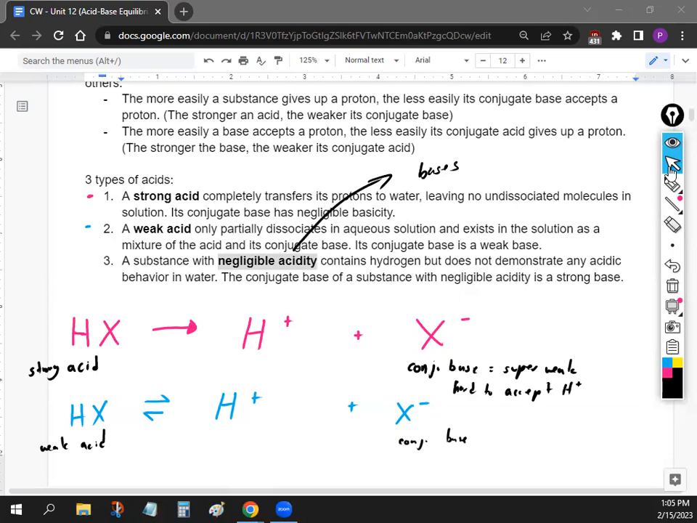Okay, so those are the 3 types of acids, with the third one kind of not being an acid, but it is what it is. Okay, any questions on that? Make sense? Easy peasy?